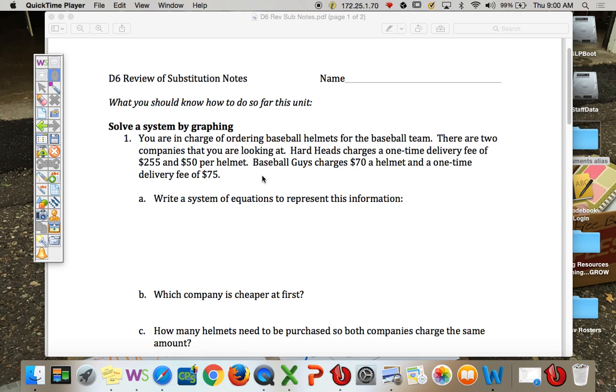Today we're going to review substitution. What you should know how to do so far this unit, number one, is solve the system by graphing. So let's do that first.